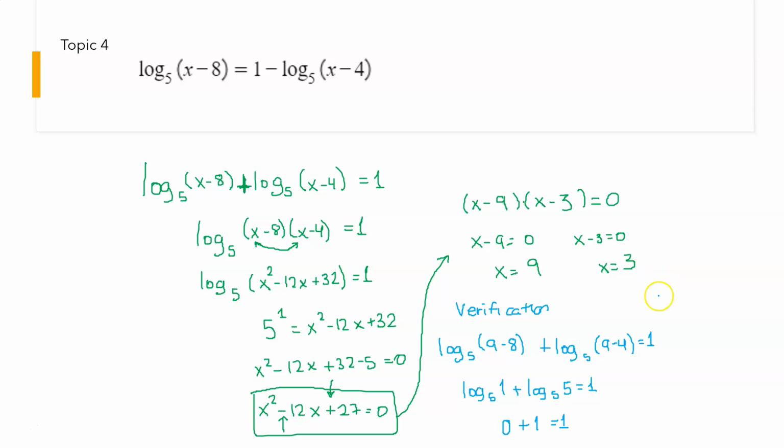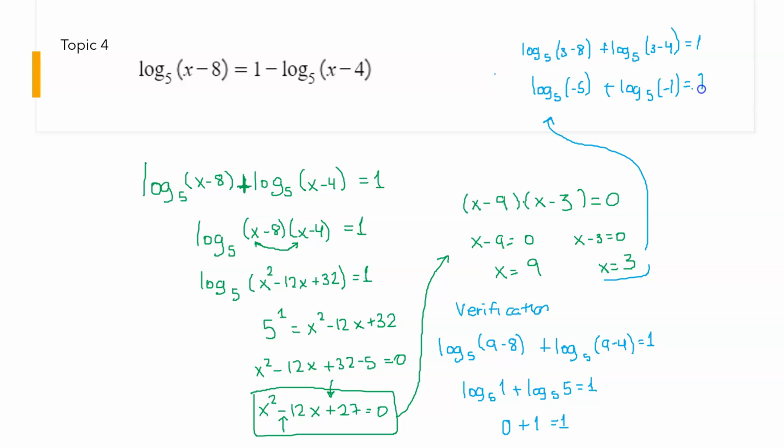And the second value, 3, I'm going to do the verifying over here. That will be logarithm to the base 5 of 3 minus 8 plus logarithm to the base 5 of 3 minus 4, which should equal 1. So this will be the logarithm to the base 5 of negative 5 plus the logarithm to the base 5 of negative 1 equals 1.